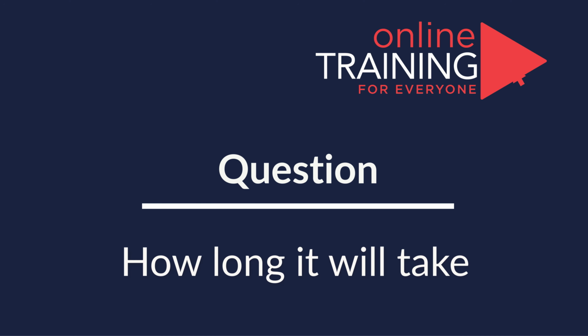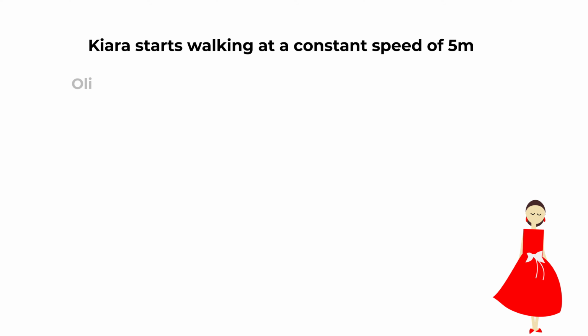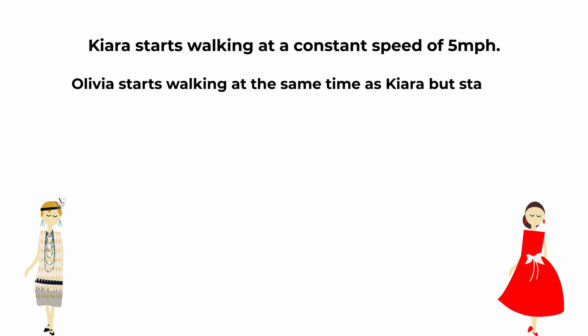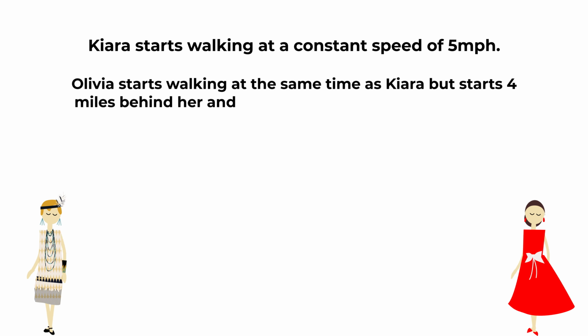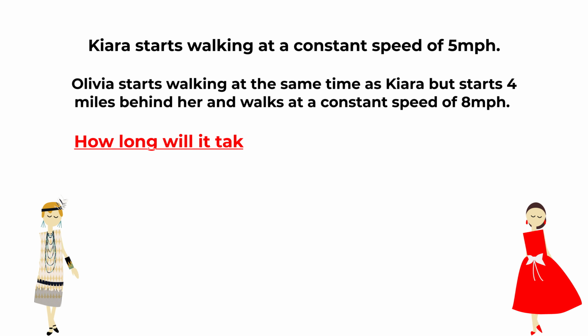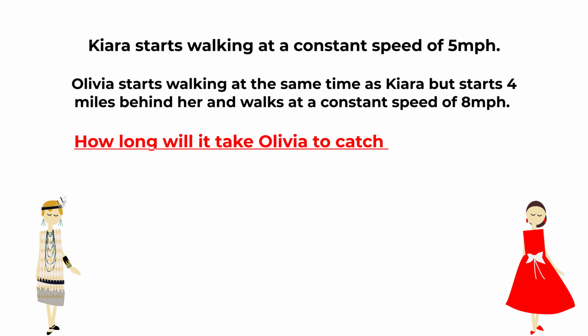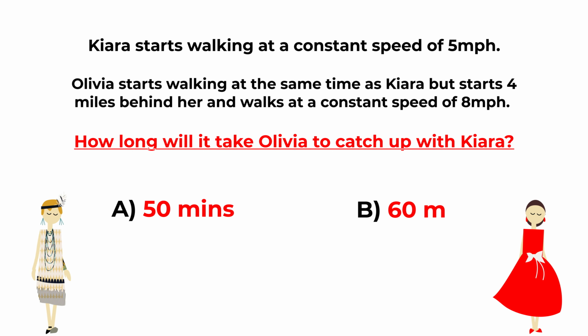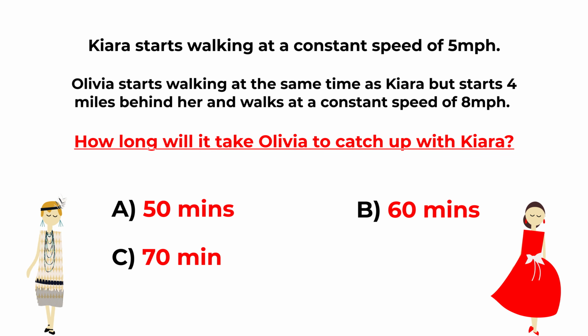Here's an interesting question we frequently see on the test. Kiara walks at the constant speed of 5 miles per hour. Olivia starts walking at the same time as Kiara, but starts 4 miles behind her and walks at a constant speed of 8 miles per hour. How long will it take for Kiara to catch up with Olivia? You're presented with 4 different choices. Choice A, 50 minutes. Choice B, 60 minutes. Choice C, 70 minutes. And choice D, 80 minutes.